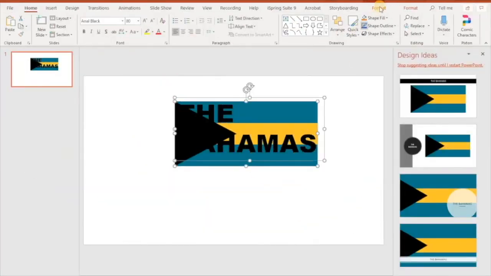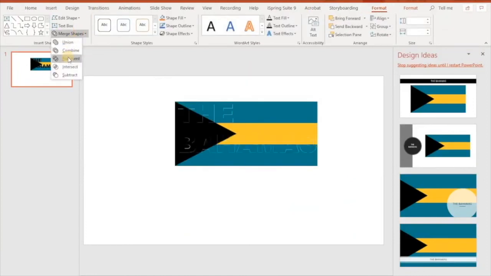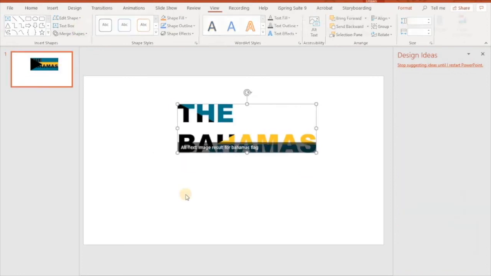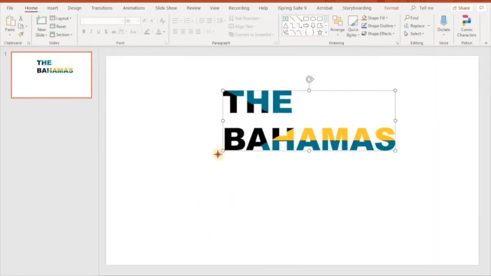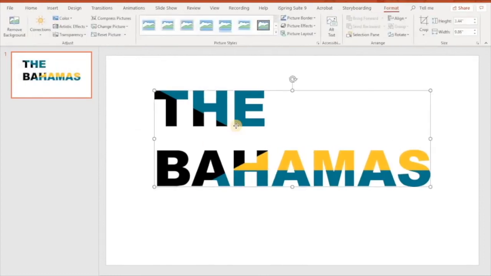Then select both the text and the image. Go to Format, Merge Shapes, and then Intersect. Boom, there you have it. What you should know though is that the text is no longer editable. You cannot change the text for anything.